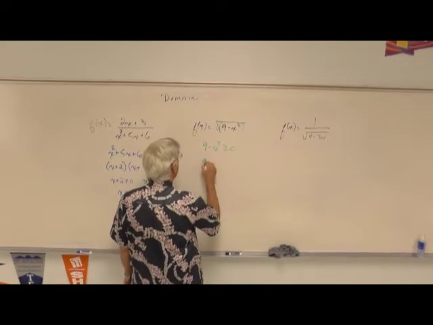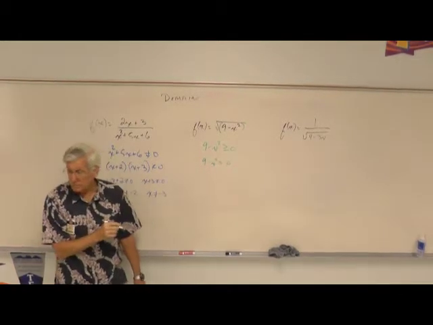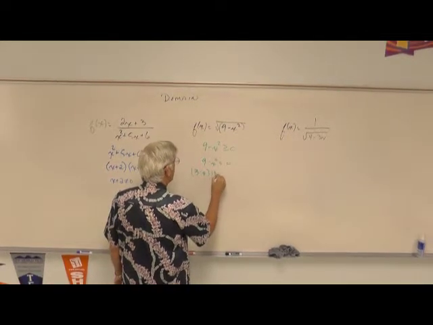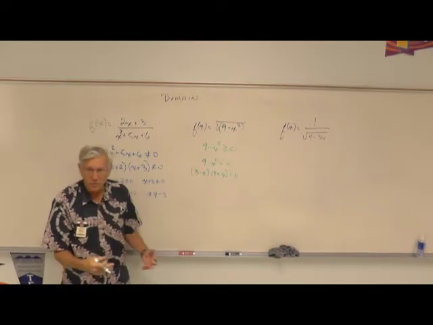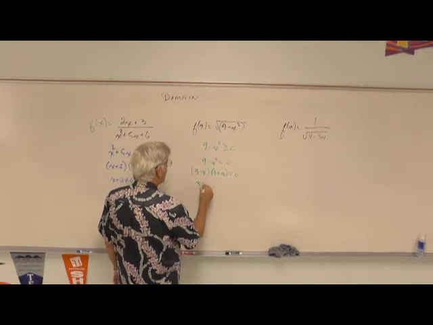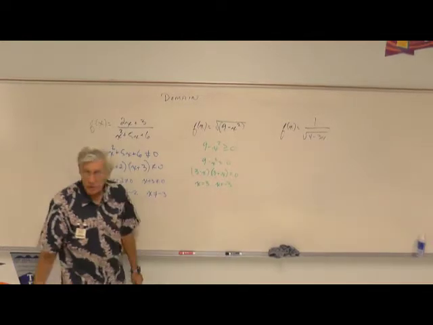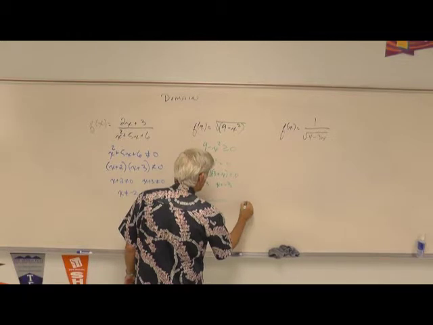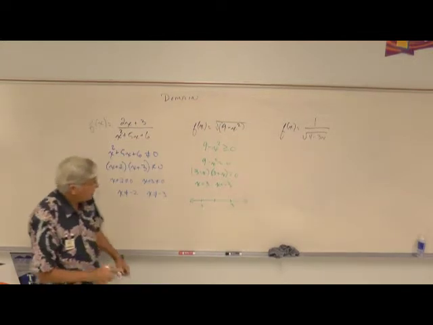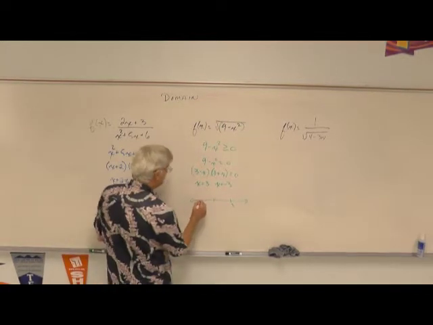So 9 minus x squared equals 0. This factors to what? x plus 3, x minus 3. Well, 3 minus x and 3 plus x. You'll get the same answer either way, but it's just a subtle little difference between the two. So this is going to give me x equals 3, and this is going to give me x equals -3. Now, these are the places where that function is equal to 0, okay?